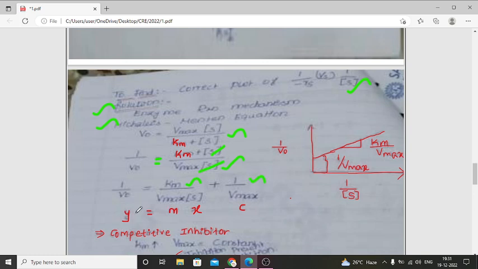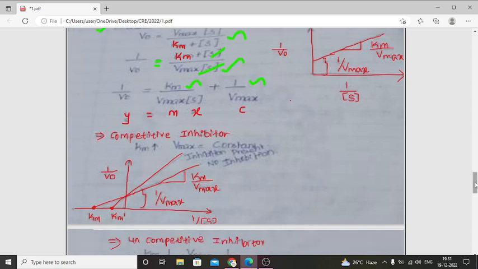So this equation is y equal to mx plus c. Here 1 by V0 is y, and 1 by concentration of S is x. The intercept c is 1 by Vmax, and the slope m is Km by Vmax. This is the graph plotted between 1 by V0 versus 1 by concentration of S.